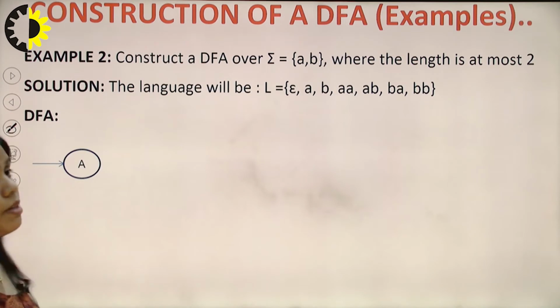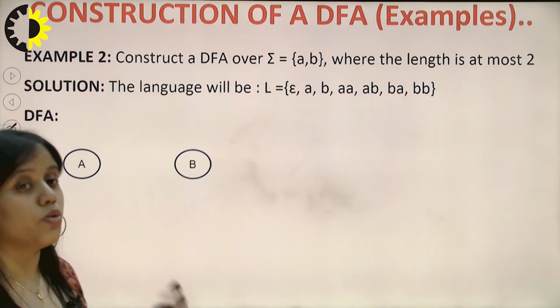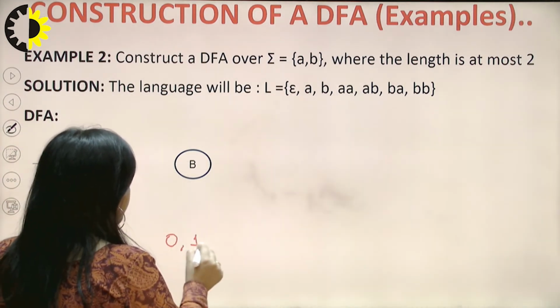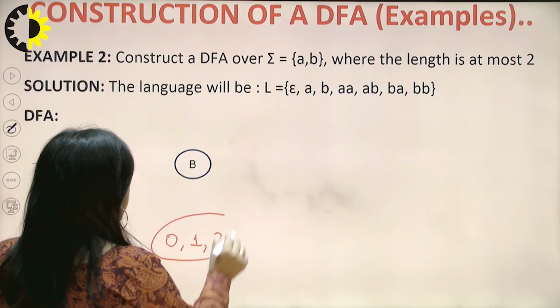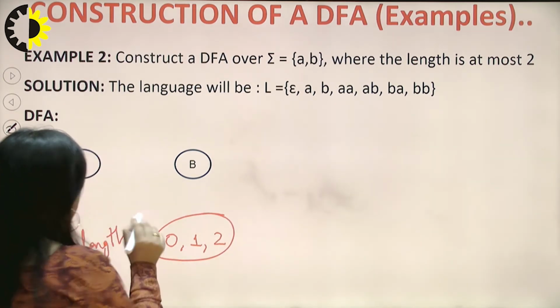Now construct a DFA where the length is at most 2. What do we mean by at most 2? The maximum the length can be is 2, the minimum it can be is 0, or it can be 1, or it can be 2. This should be the length.